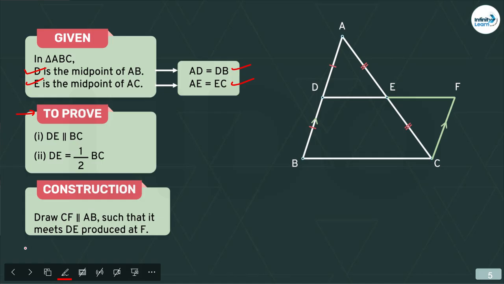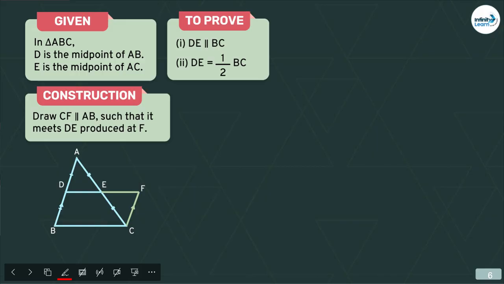Now, we have to construct. This is the most important part of the proof. Draw CF parallel to AB, and extend DE till F. This is the CF we have drawn parallel to AB, and we extend DE till point F. Now, this is our required figure after construction.